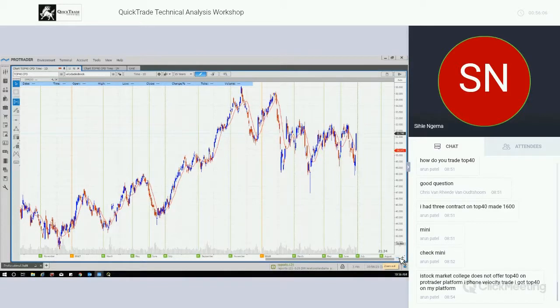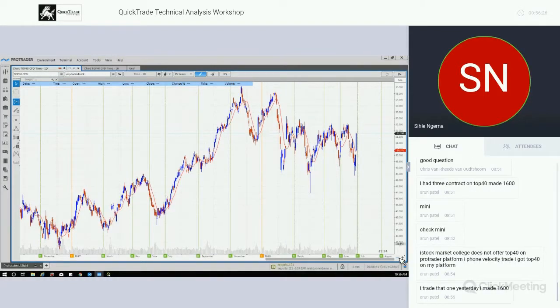It's exactly the same as the OMI, really. So if you want to trade the top 40 instead of the OMI, you're welcome to do that. I don't know if you knew that there was the top 40 CFD and the OMI. The good thing about the top 40 CFD is that it doesn't expire, whereas the OMI expires every 3 months. Like right now, we're trading the September contract. From the September contract, we're going to trade the December contract.